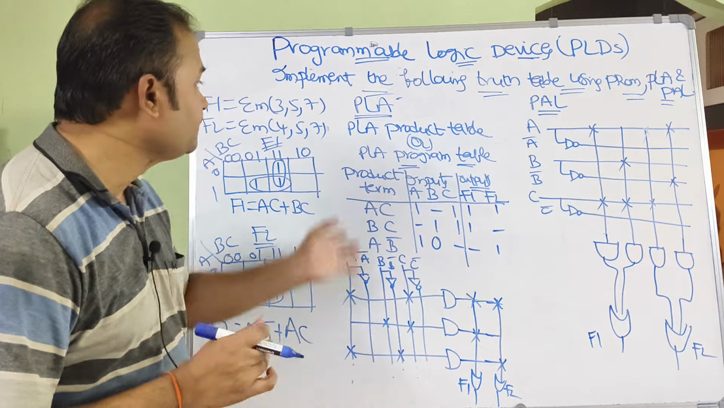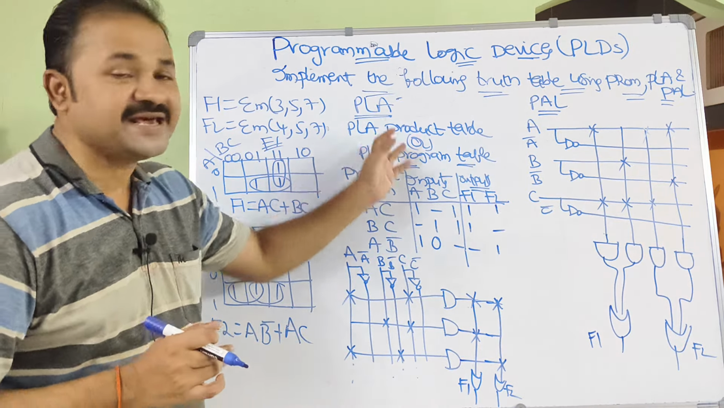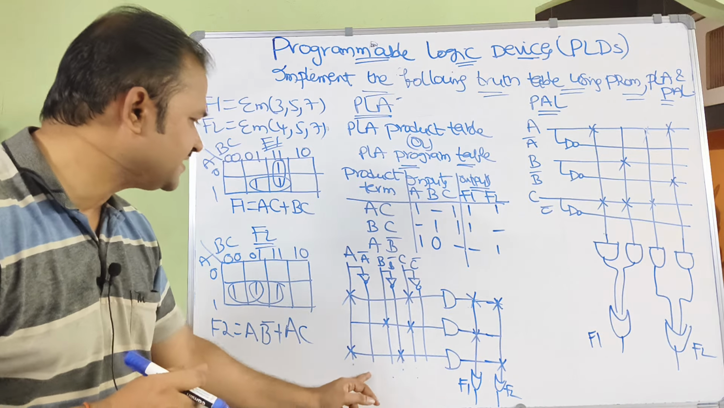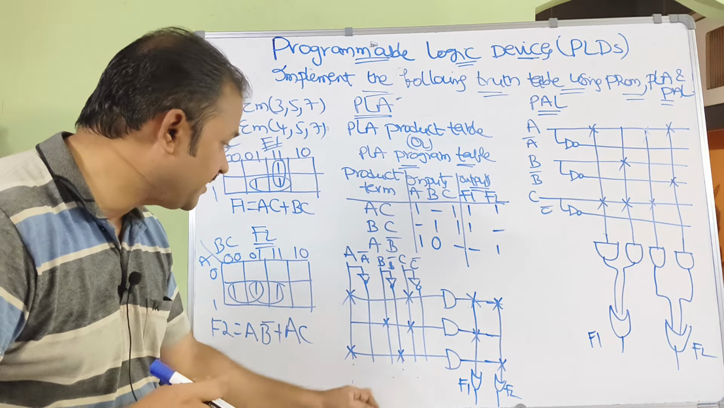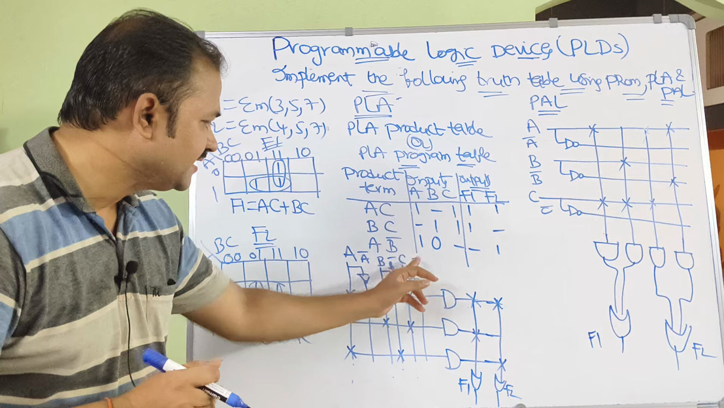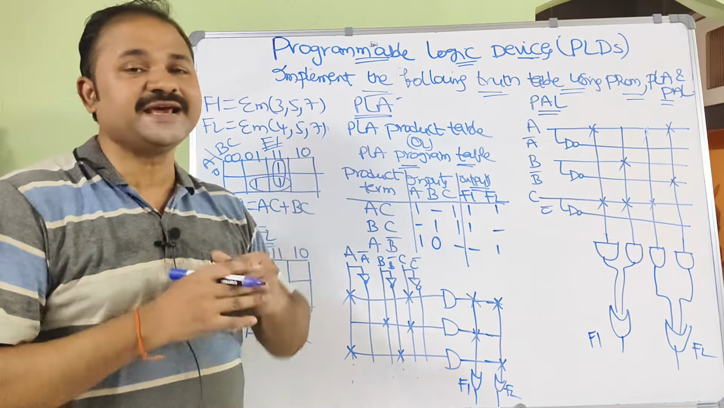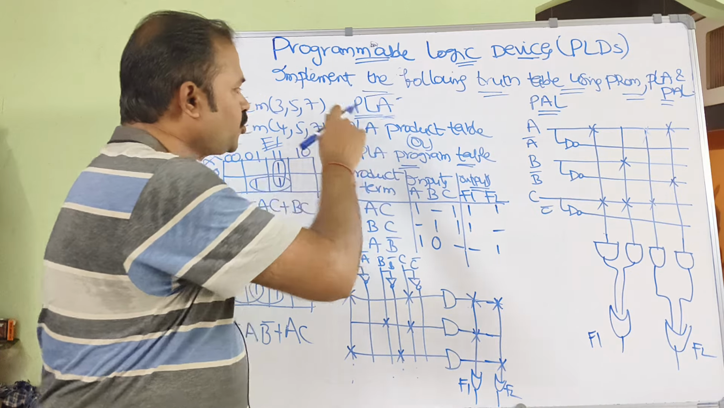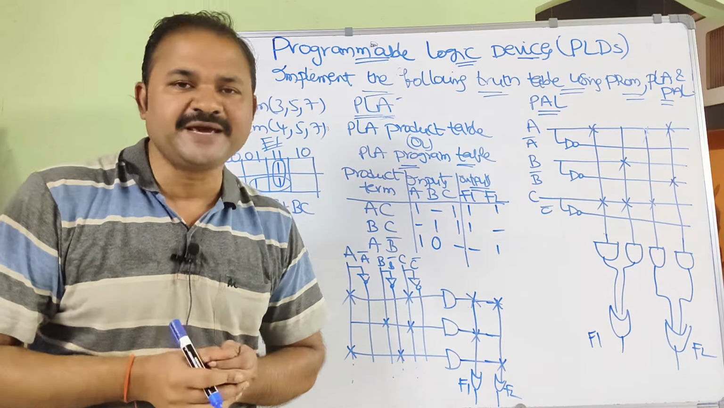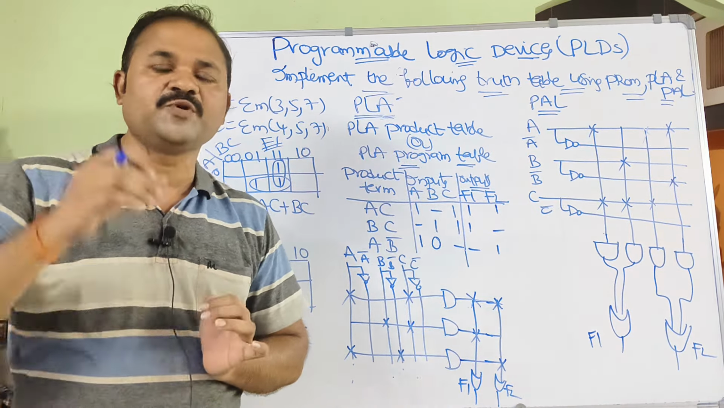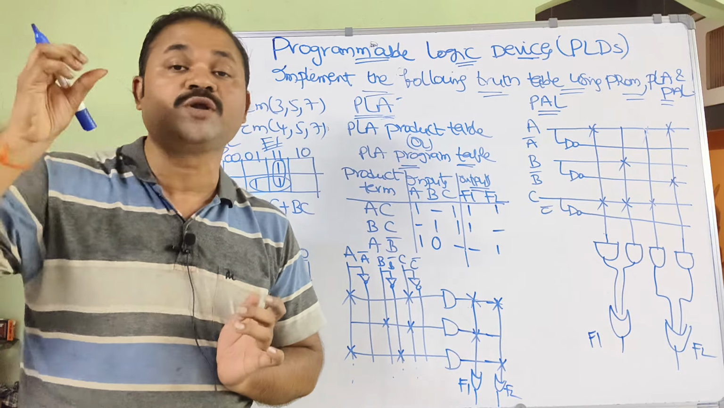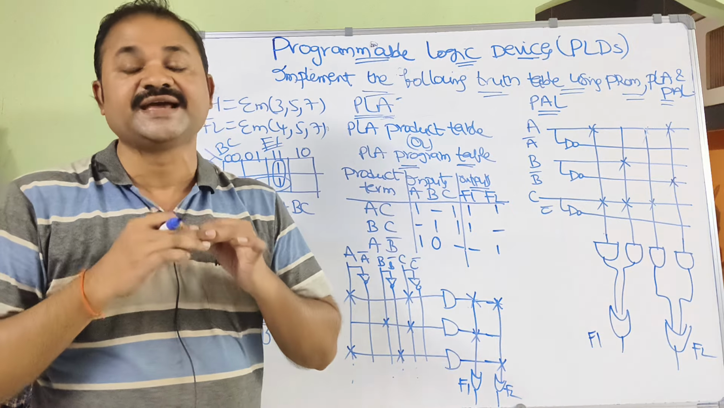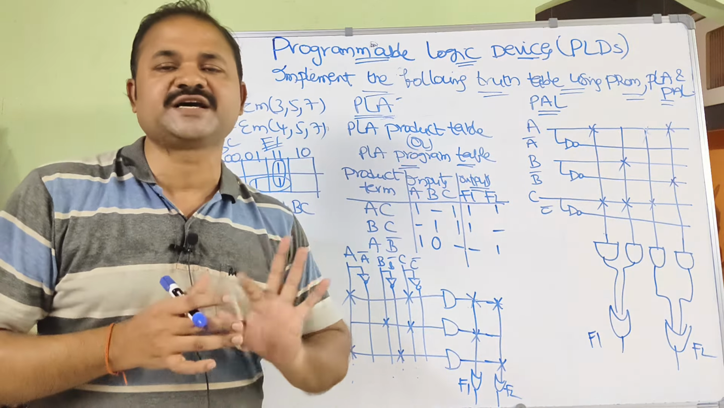Now let us construct the PLA diagram. So this is the PLA diagram. This line represents A, this line A bar. Next B, this line B bar. C, and the last line is C bar. PLA means programmable logic array. In PLA we will have a programmable AND gate array followed by a programmable OR gate array. So both the AND gates as well as OR gates can be programmable.